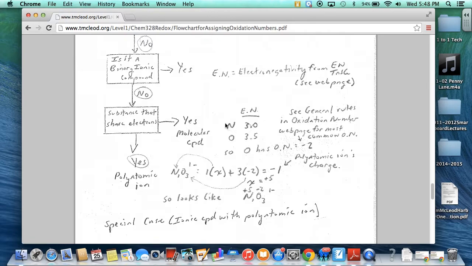Now to find N, you're going to do the same thing. NO3, 1 minus. There's 1 N. Oxidation number is X, plus there's 3 oxygens. Oxidation number is minus 2, is equal to, now it's not 0 because it's not a molecular compound. It's equal to its charge, minus 1. So therefore, X is equal to plus 5. So therefore, again, what it will look like is NO3, 1 minus, with a plus 5 over the N, and minus 2 over the O.